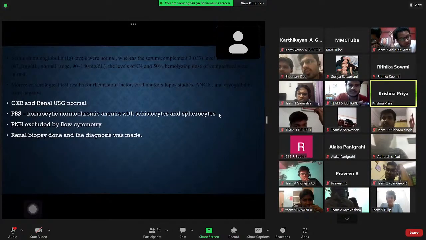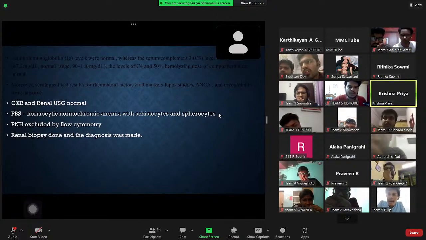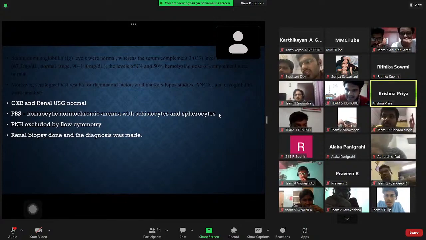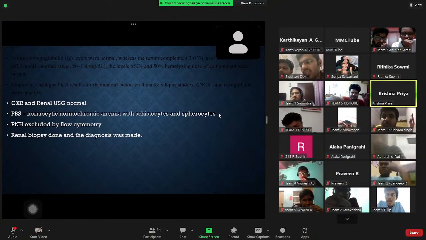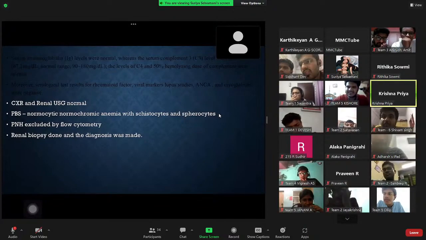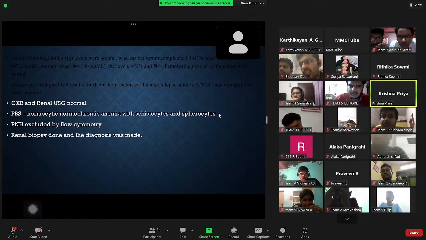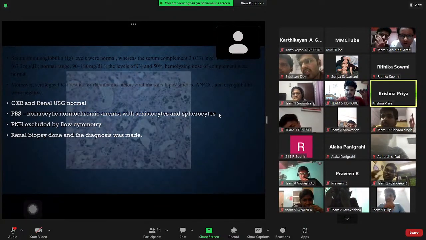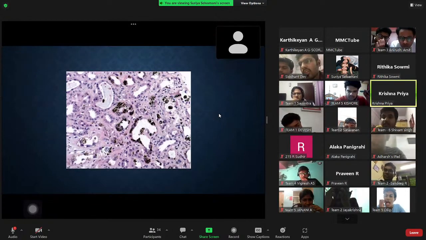Chest X-ray and renal USG were normal. Peripheral blood smear showed normocytic normochromic anemia with schistocytes and spherocytes. Paroxysmal nocturnal hemoglobinuria was excluded by flow cytometry. Renal biopsy was done and the diagnosis was made. The picture of the renal biopsy is shown in the next slide. Now, what is the diagnosis?